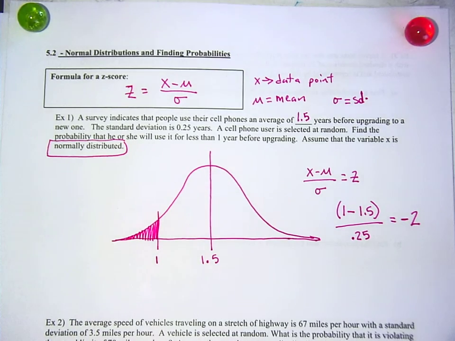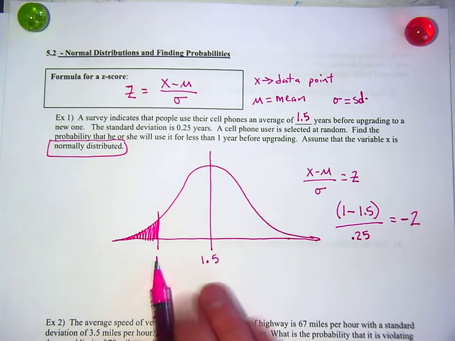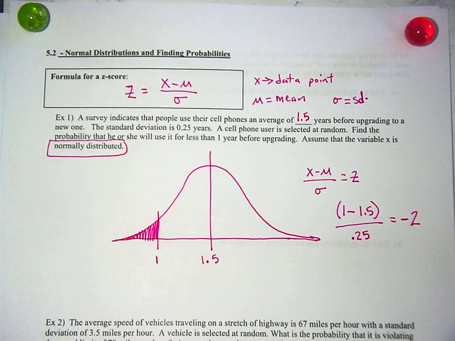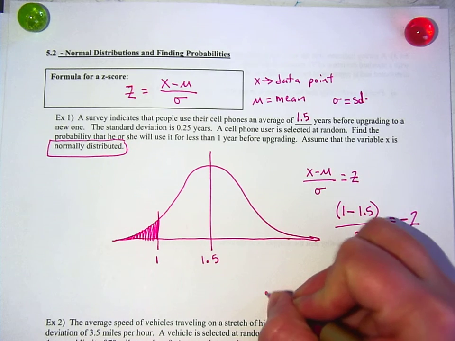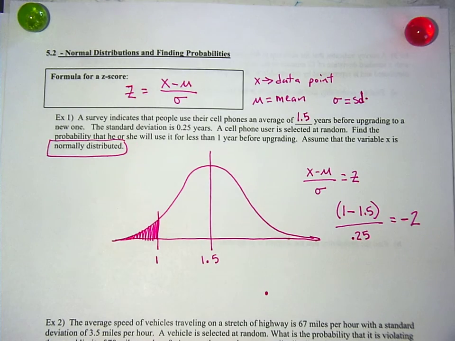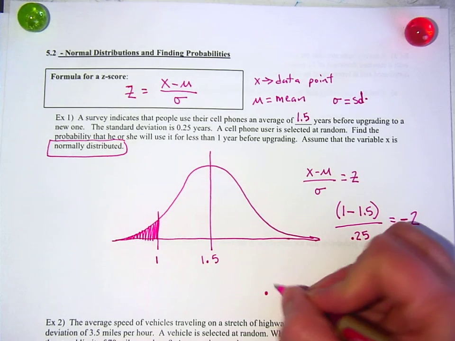So it's a z-score of negative 2, which makes sense where I drew it, right? A z-score of negative 2 would be about over here. So now you're going to look up on your chart. You're going to look up negative 2.0. Do you remember, does your chart read to the left or read to the right? To the left. So negative 2.0. I got 0.0228.